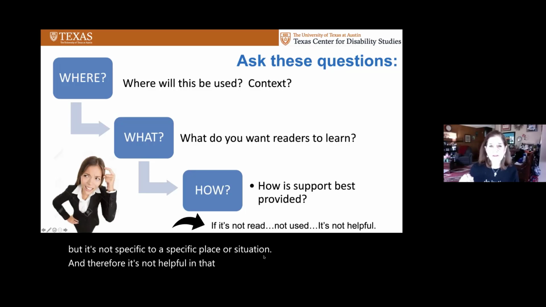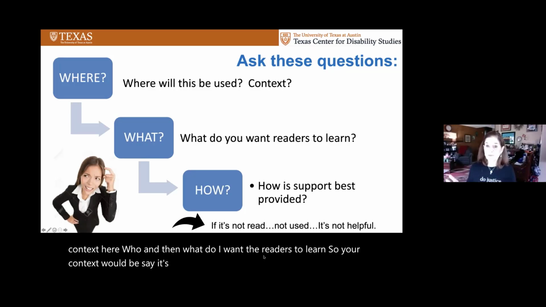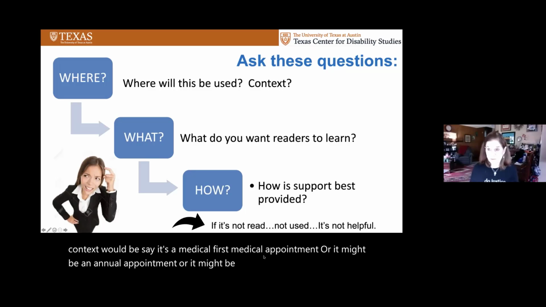So ask yourself, what's the context here? And then what do I want the readers to learn? So your context would be, say it's a first medical appointment, or it might be an annual appointment, or it might be a geneticist appointment.